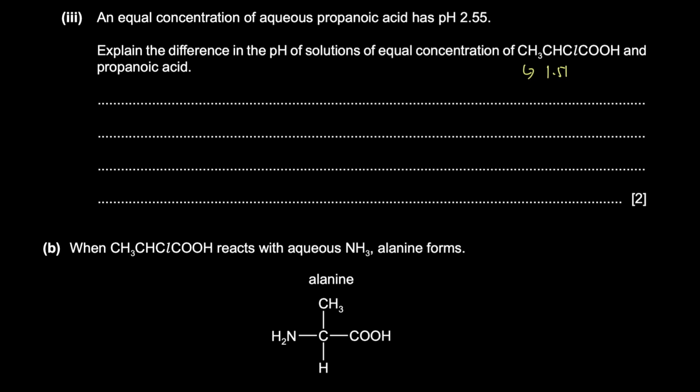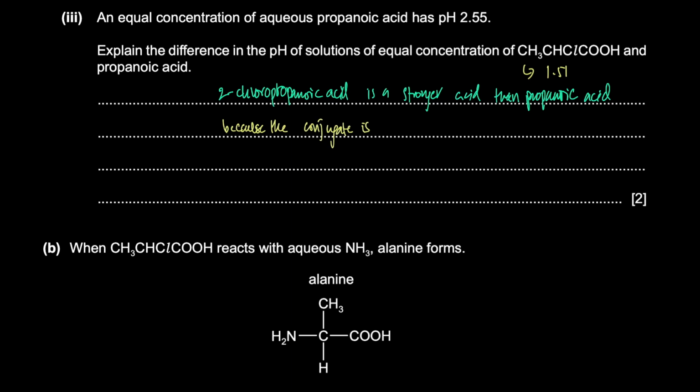Okay, so what we can say over here is that 2-chloropropanoic acid is a stronger acid than propanoic acid, because the conjugate base is stabilized, or is more stable, due to the presence of an electron withdrawing chlorine atom.